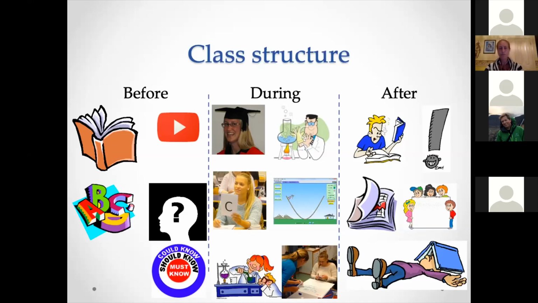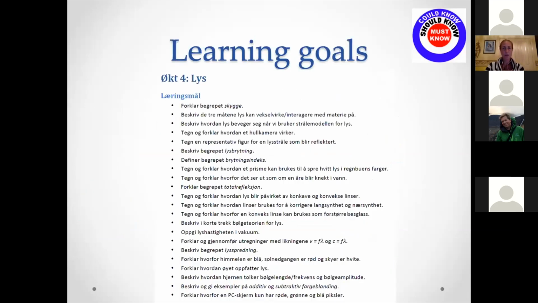I'm going to talk a bit more in detail about the most relevant aspects of this structure to a flipped classroom structure. So first, essential to a flipped classroom structure is a written set of learning goals. As you can see here, those of you who can speak Scandinavian will be able to read some examples here. So this is a set of learning goals that are used for the topic of light.